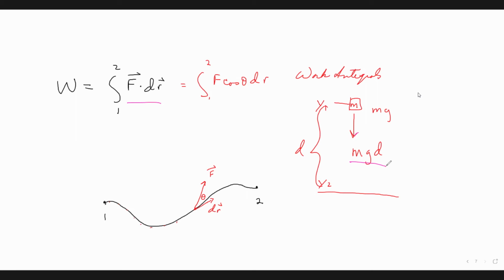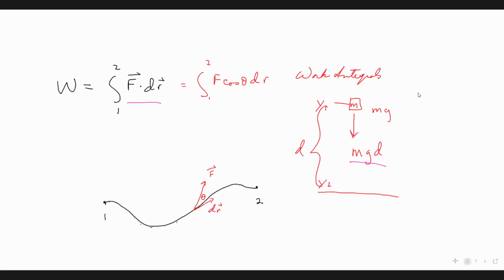Now, let's do some problems using these facts. I had one question, just briefly. So for angle theta, is that between F and dr or F and the path? Well, the dr is tangent to the path. Okay. So theta is between F and the tangent to the path. Okay. So they're both the same thing.